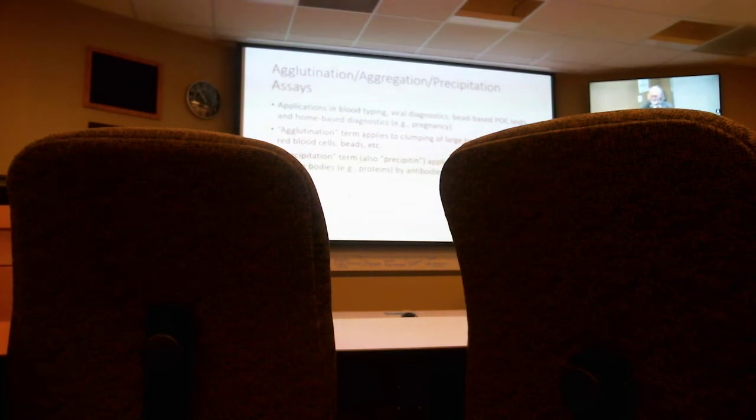Let's talk about agglutination type assays here. So precipitation is when we've got small soluble bodies that are getting clumped together, and agglutination is when we've got big things being clumped together, like red blood cells. So this shows up probably most commonly in blood typing, but also in those bead-based point of care tests at home diagnostics.